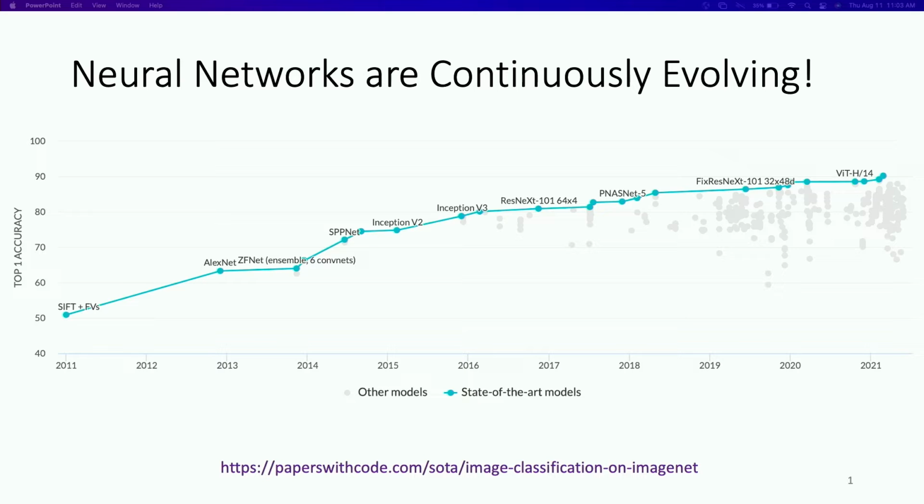So neural networks are continuously evolving, right? This here is a plot taken from Papers with Code. And it shows how the top one accuracy on the ImageNet dataset has improved over the years. And as you can see, almost every year you get a new architecture that improves upon the previous ones and further improves the overall performance of image classification models.